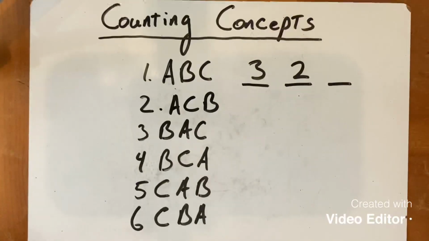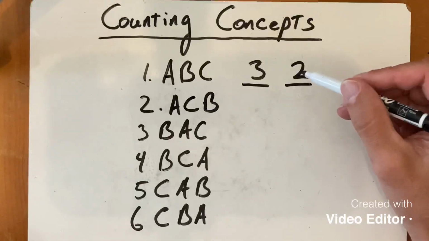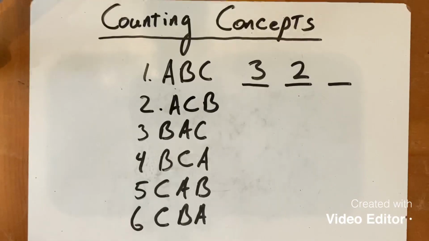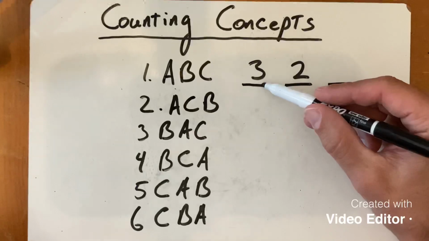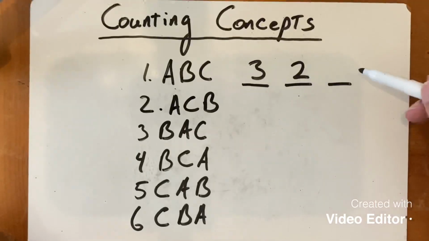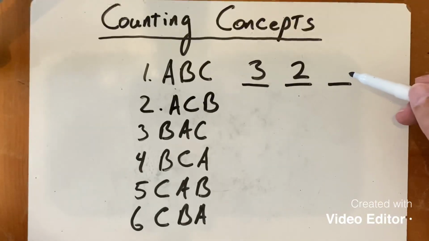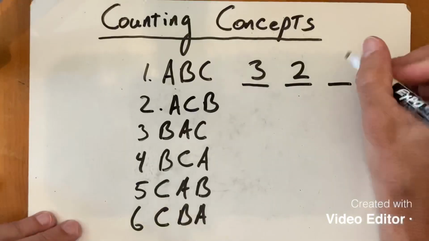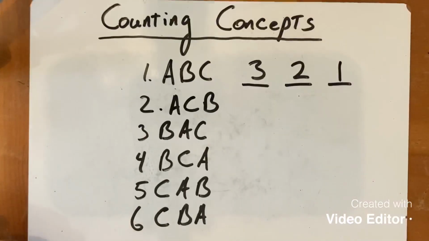Now, once that second spot is filled, I need to fill the final spot. I've put 1 letter there and 1 letter there. So how many choices do I have to fill that last spot? Well, there's only 1 letter left. So that means I have 1 option there.